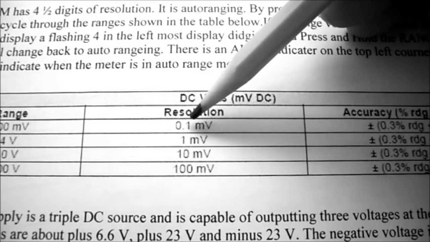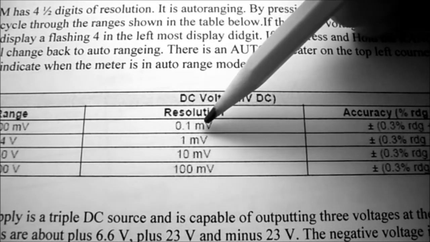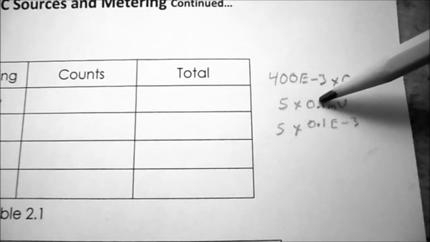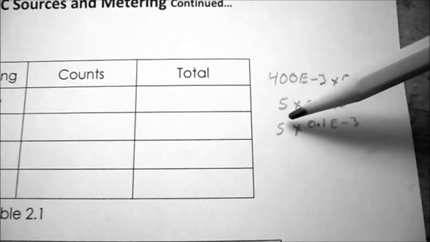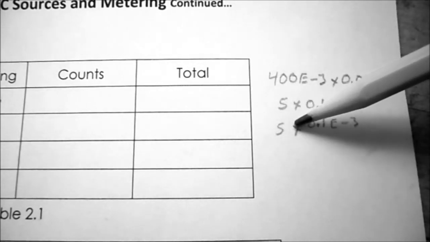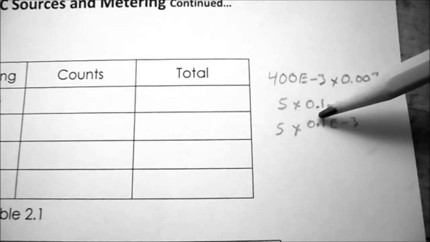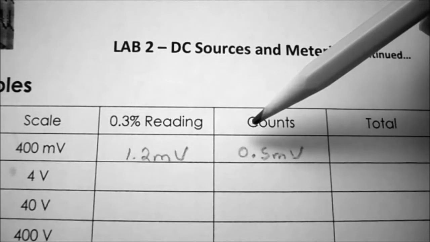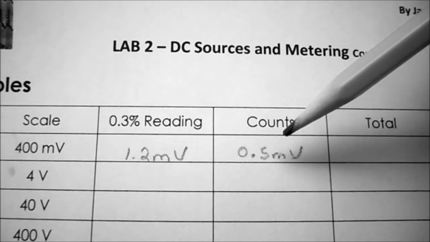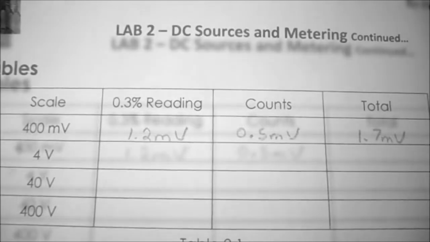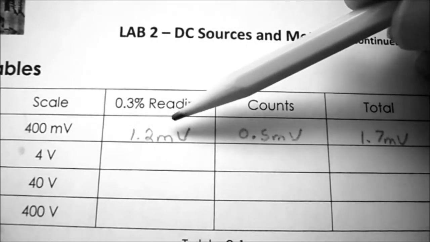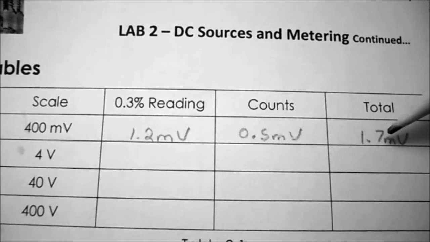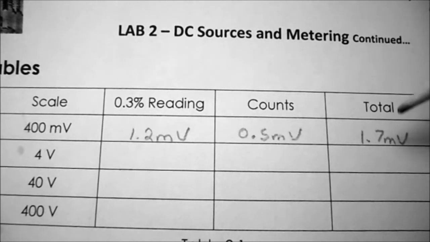And each digit is 0.1 millivolts. So the calculation is 5 times 0.1 millivolt. To enter it on your calculator, you type in 5 times 0.1 to the exponent minus 3. So the answer is 0.5 millivolts. So adding the 1.2 millivolts to the 0.5 millivolts, we end up with 1.7 millivolts total.